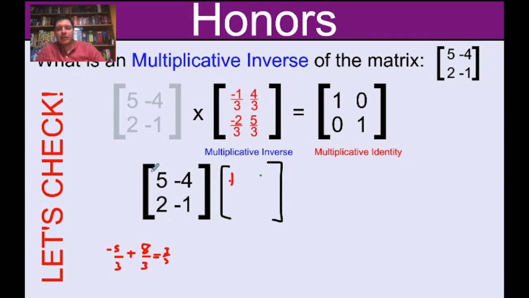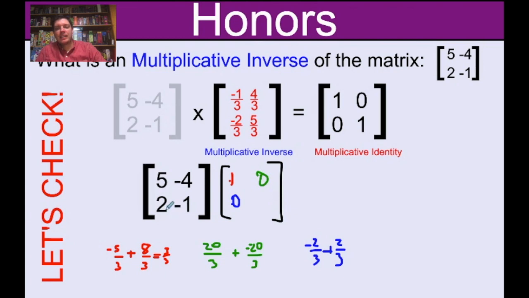Next, find this number. 5 times 4/3 is 20/3. Negative 4 times 5/3 is going to be a negative 20/3. So positive 20/3 and negative 20/3 is the number 0. Next up, this one right here. 2 times negative 1/3 is negative 2/3. Negative 1 times negative 2/3 is going to be a positive 2/3. Negative 2/3 plus 2/3, that's 0.